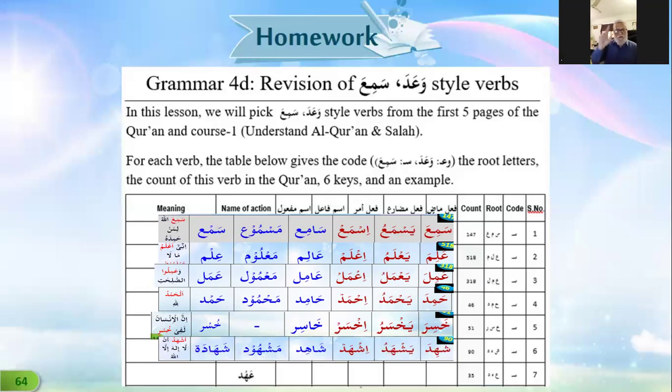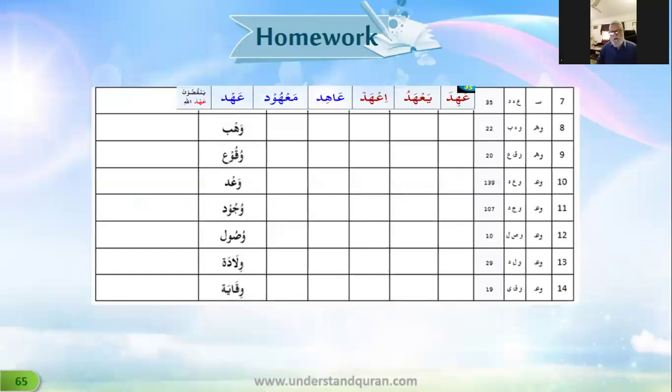Shahida, yashhadu, ishhad, shahidun, mashhudun, shahada. To witness, you require something about which you will witness. Maf'ul is required. Ahada, ya'hadu, ahd, ahidun, ma'hudun, ahdun. To have a covenant or an agreement, you need a second party, that is the maf'ul. Ahida, ya'hadu, ahd, ahidun, ma'hudun, ahdun. Again, having a promise with somebody, you need somebody with whom you promise, that is maf'ul.